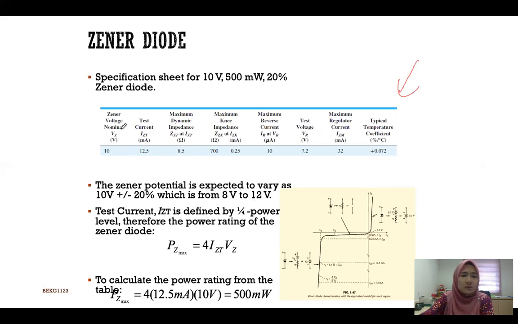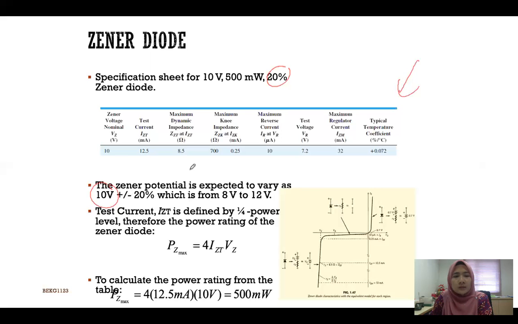Because the Zener voltage nominal is 10 volt. Since it is 10 volt 20%, meaning it is plus minus 20%. So 20% out of 10 volt, okay? So plus you will get 12 volt, minus you will get 8 volt. So meaning the Zener potential varies from 8 volt to 12 volt.